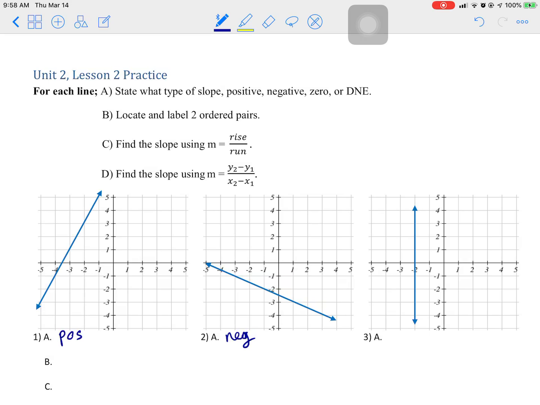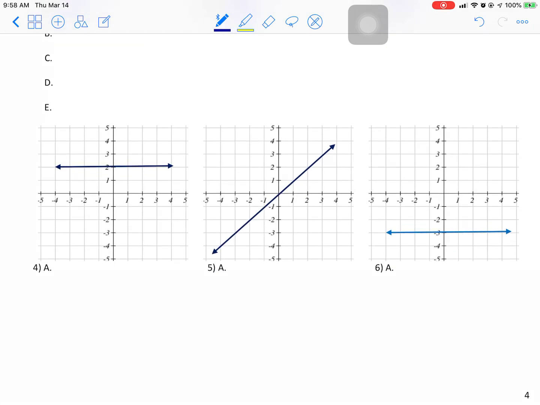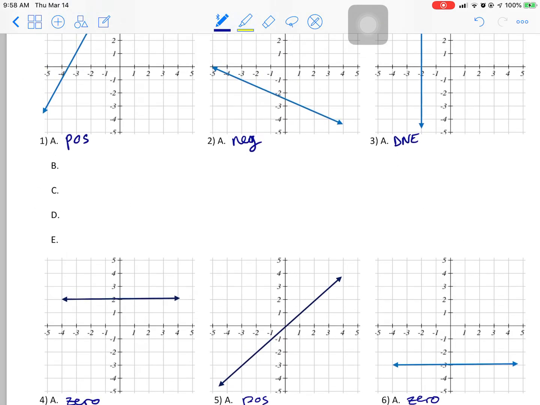This one goes straight up and down, so it does not exist. This one goes straight across, so it is a zero slope. This one goes up the mountain, so it's positive. This one goes straight across, so it's zero. Okay, just by what it looks like.